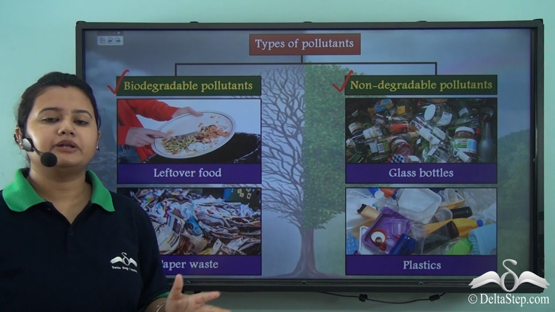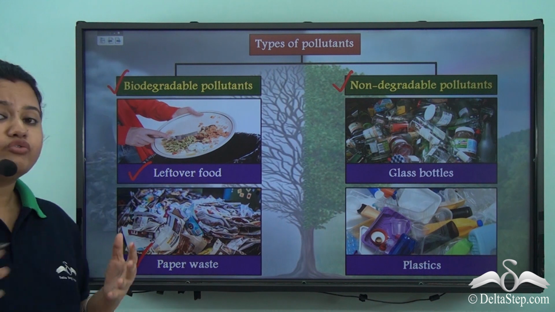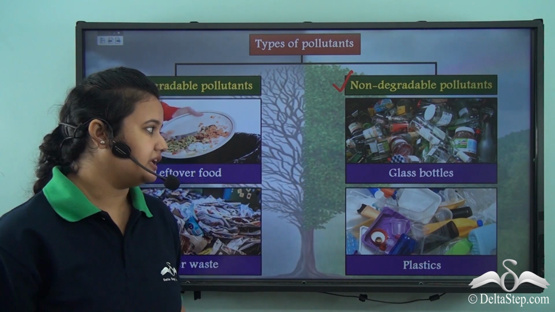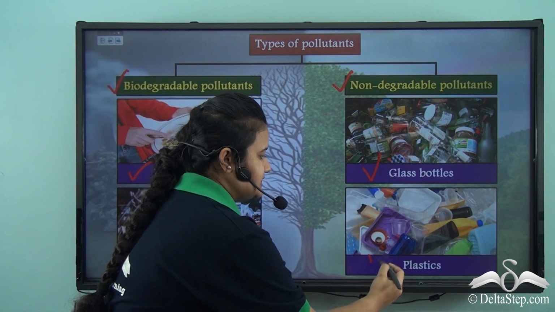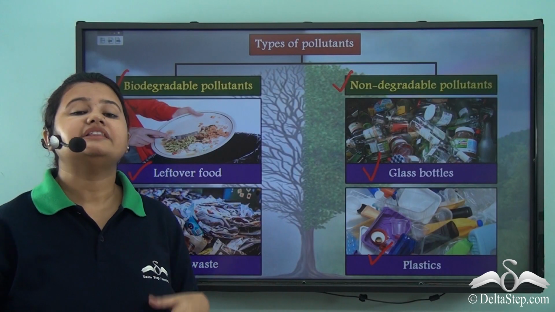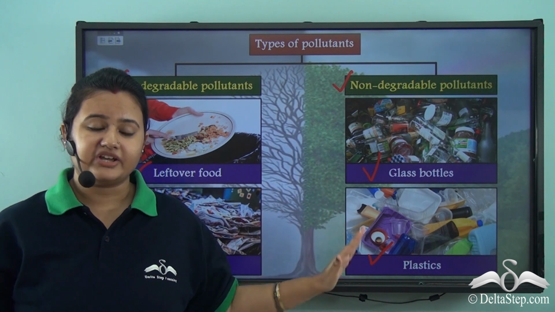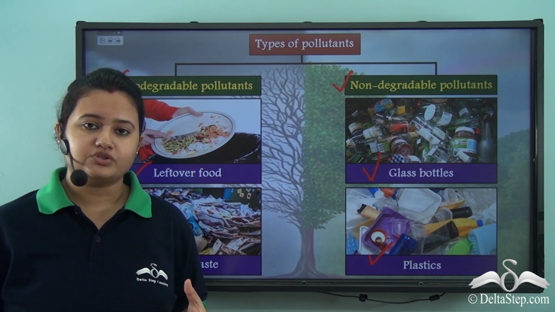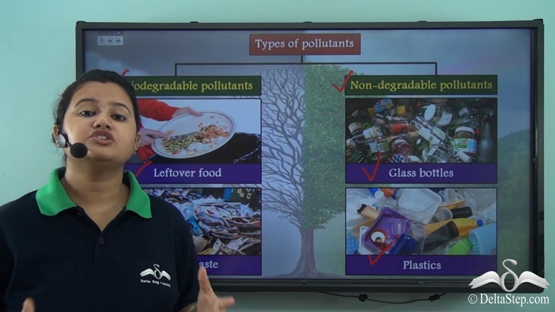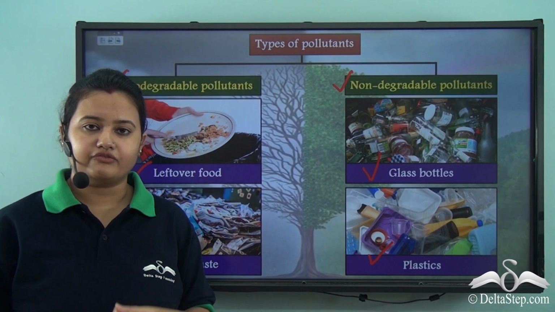Now, biodegradable pollutants include leftover food, paper waste, wood cuttings, etc. Whereas non-degradable pollutants include glass bottles, plastic cups, thermocol plates, etc. Now, although the nature of these two wastes differs, both of these wastes are considered pollutants and they are harmful for our environment. So we must try to limit producing these wastes so that they do not pollute our environment.